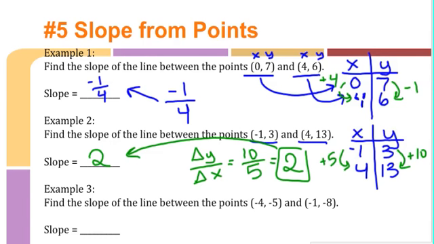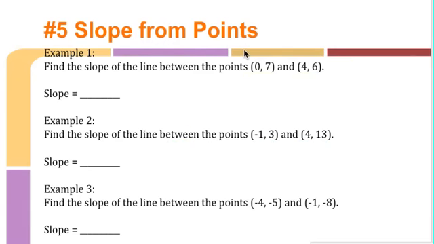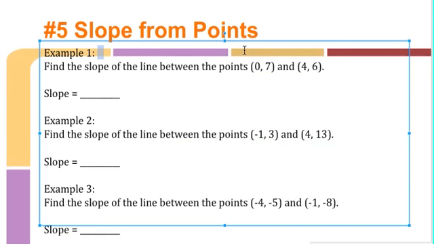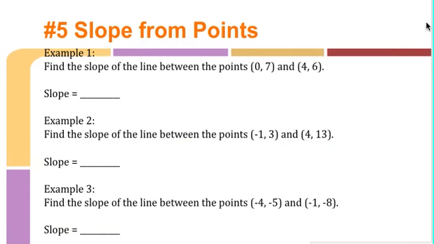Okay, and let's do this last example. I'm going to erase what I have so far so I have a little bit more space. Okay, here's the last example of this type. Find the slope of the line between the points negative 4, negative 5, and negative 1, negative 8.